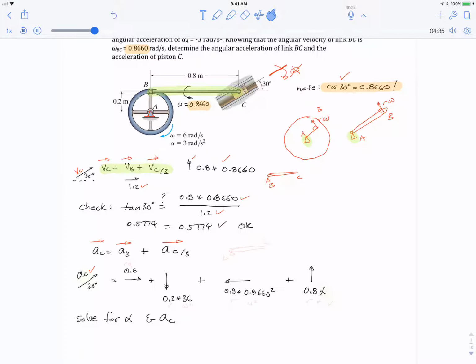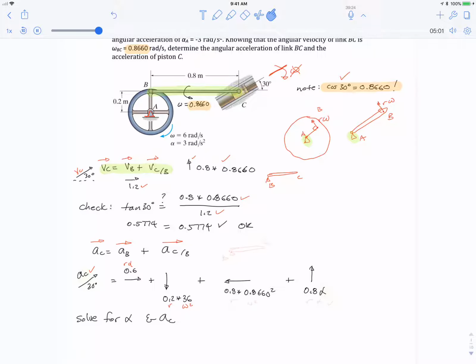Okay, acceleration of B. Again, we've identified that A is a fixed point, B is spinning around A, so it has an R alpha, perpendicular to that arm, and R again is 0.2, alpha is 3, so that's 0.6, and it has an R omega squared, always towards the center, towards the point it's spinning around. So there you go, 0.2 times 6 squared.